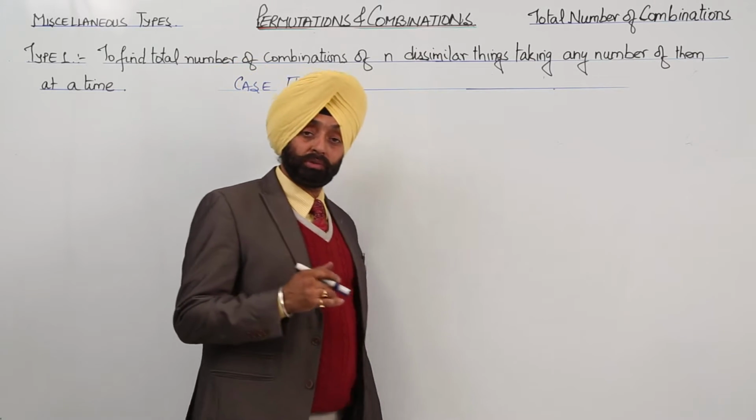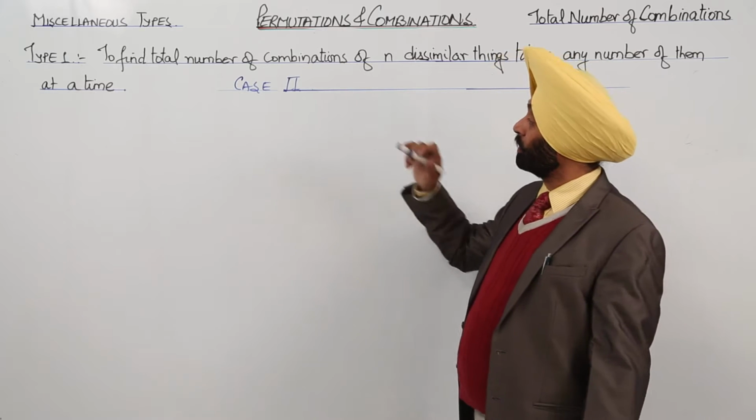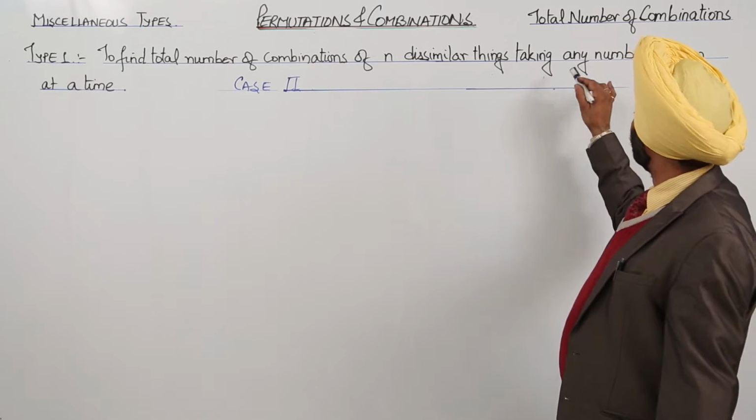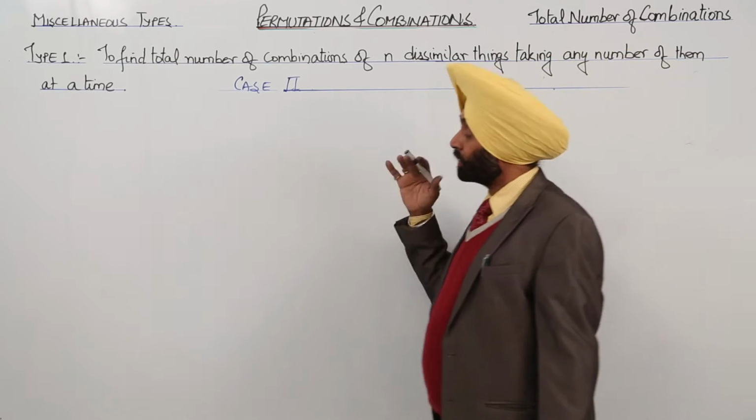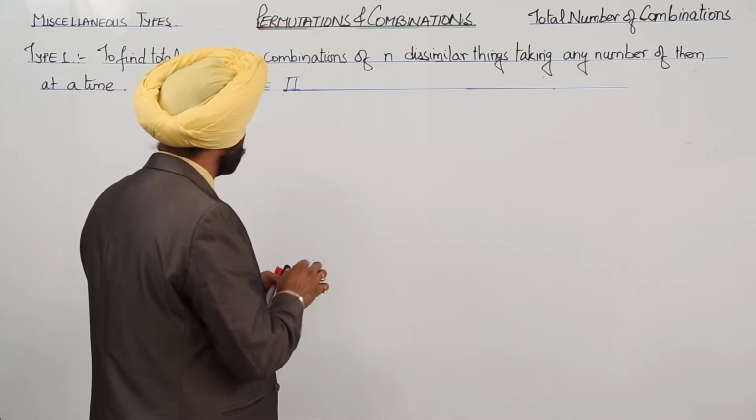Now we have gone through case 1. Now what is case 2? Once again I am just repeating, to find the total number of combinations of n dissimilar things taking any number of them at a time. Case 1 we have done. Now case 2, what does case 2 state?